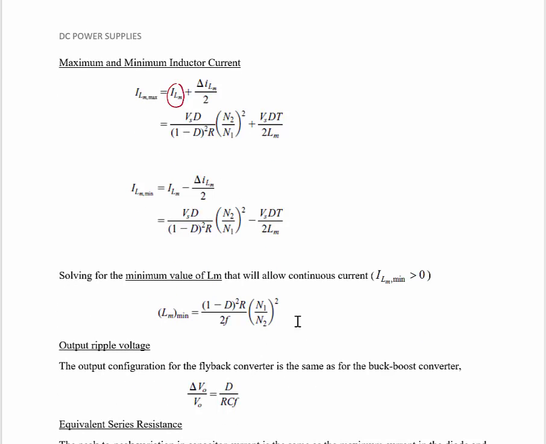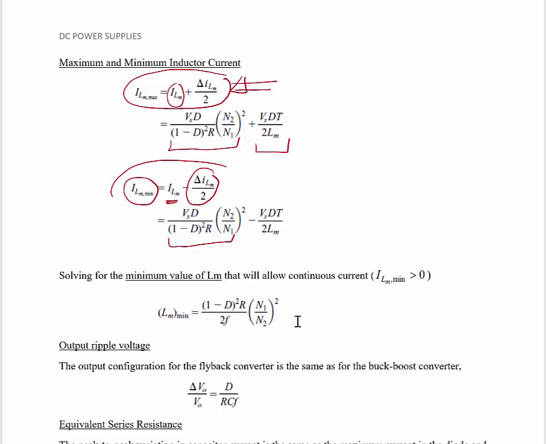The maximum is the average plus the change in the inductor current divided by 2, and the minimum is the average minus the change in inductor current divided by 2. These expressions, we already have them, so it's just a matter of substitution. The main focus is how you calculate the maximum and how you calculate the minimum.